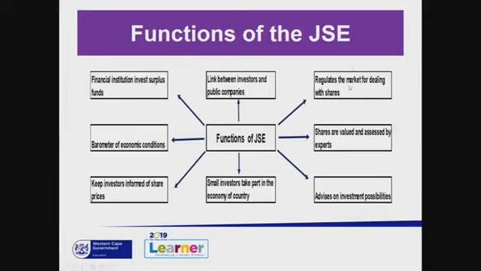The second one: it regulates the market for dealing with shares. I think we spoke about that now, where the JSE acts as the link. So whenever their shares are made available, people go to the JSE via a stockbroker and they will buy. And whenever you want to sell, you then sell on the JSE, and then it brings you into contact with somebody else who may want to buy the shares that you've got. But you can't do it individually. You've got to work via the JSE.